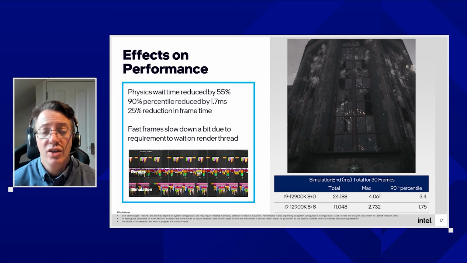This also partially explains why the very fastest frames appear slightly slower. We actually become slightly more render thread bound.